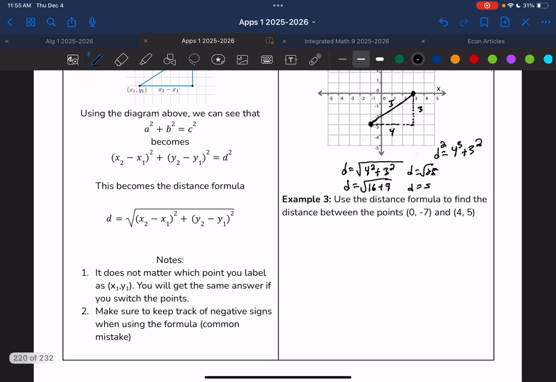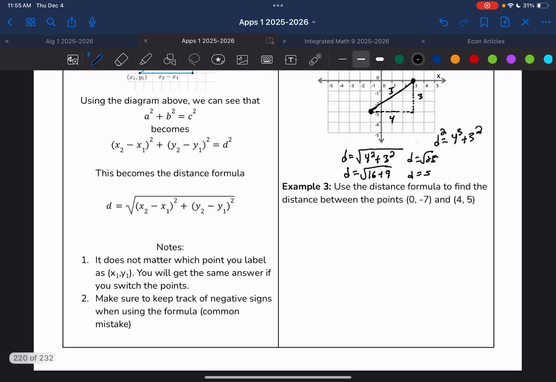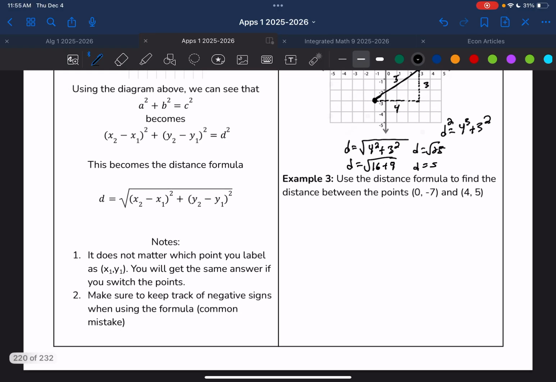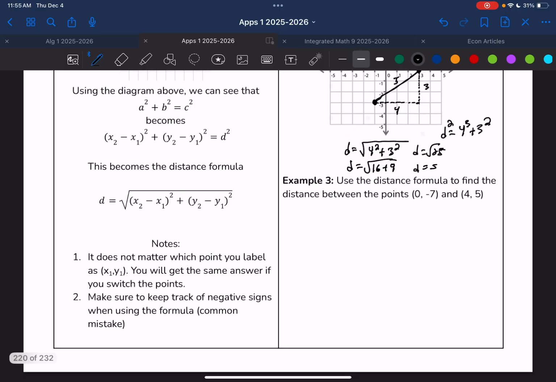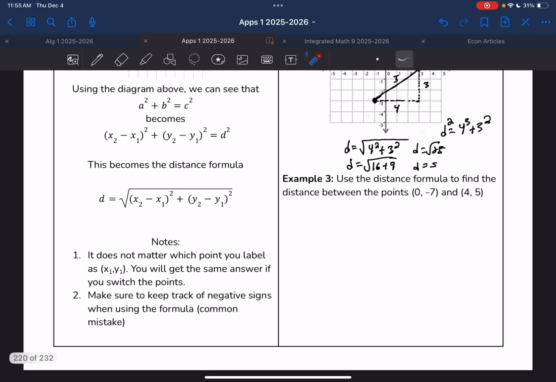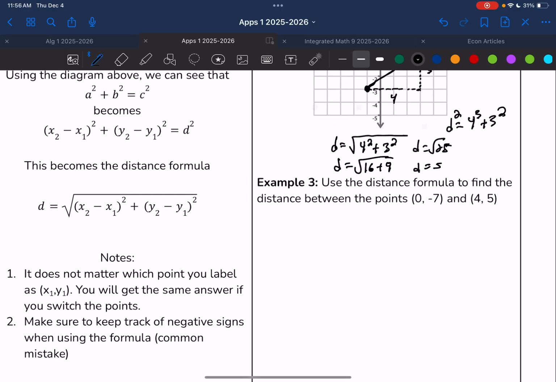All right, so you might sometimes need to do this without graphing the points. So just given the points, plug them into the formula. So that's what I'm going to do here. I'm going to show you that we have these 2 points. We're not going to graph it. We don't care where they are. Our formula is powerful, and it can do it for us.